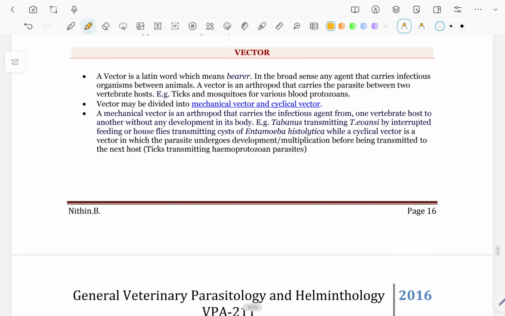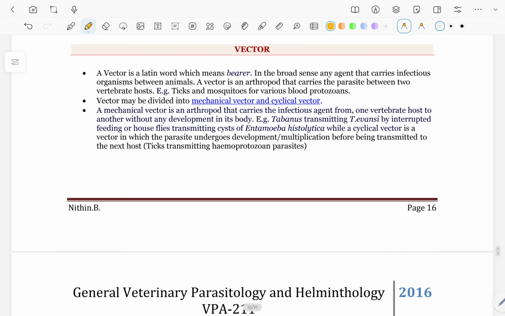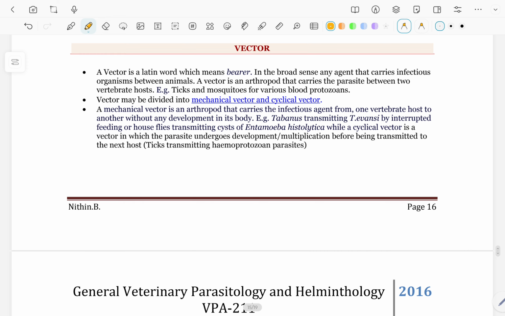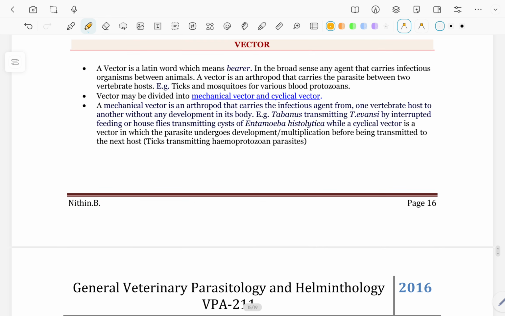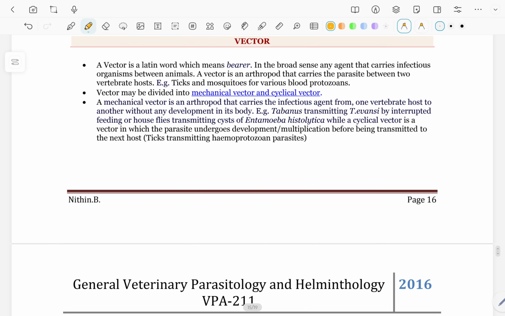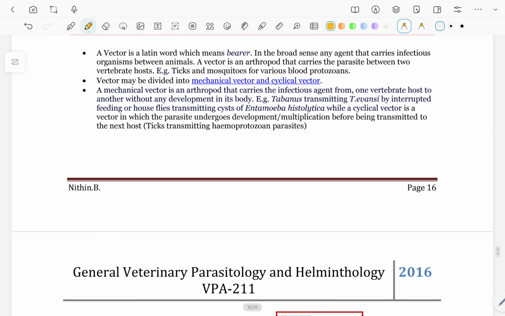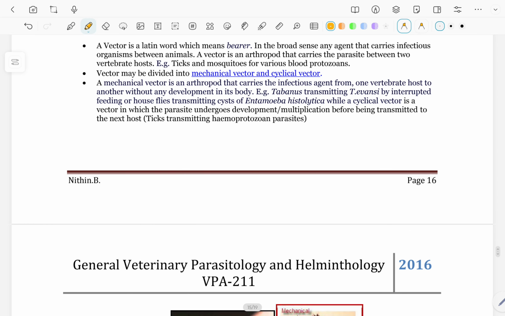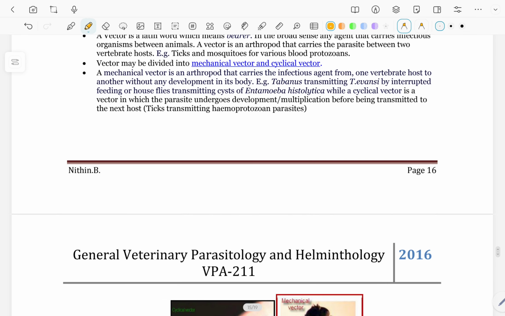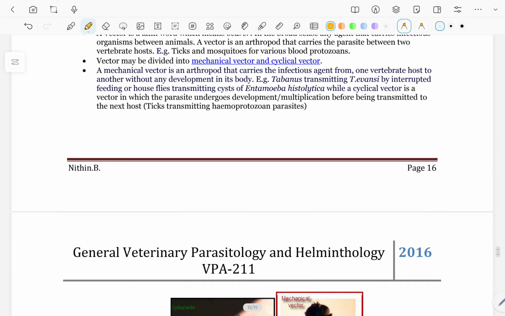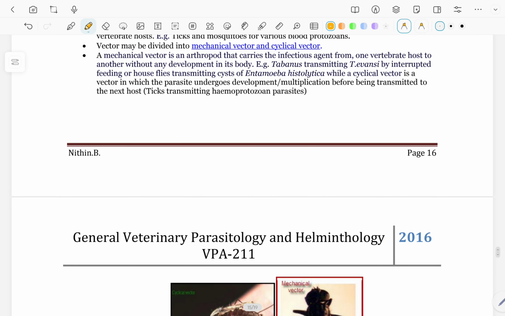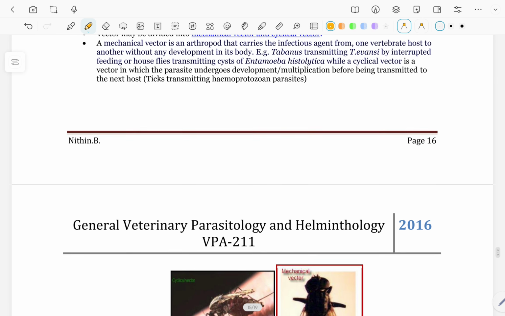A mechanical vector is an arthropod that carries the infectious agent from one vertebrate host to another without any development in the body. Example: Tabanus transmitting T. evansi by interrupted feeding, or housefly transmitting cysts of Entamoeba histolytica, while a cyclical vector is a vector in which the parasite undergoes development or multiplication before being transmitted to the next host. Example: tick transmitting hemoprotozoan parasites.